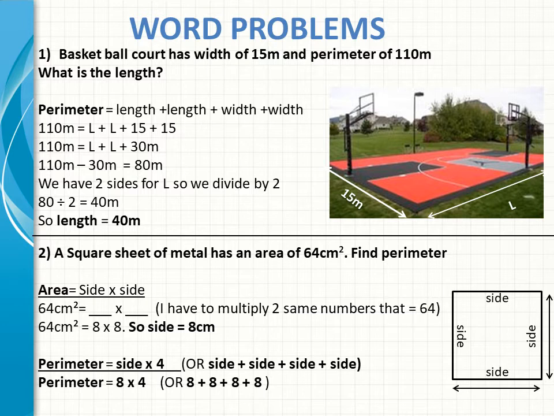So let's find the perimeter. The side now is 8. So let's multiply 8 by 4. Or you might want to say 8 plus 8 plus 8 plus 8. What's the answer? 32 centimeter, not square centimeter. Centimeter, because this is perimeter. Okay? All right, students, let's see.